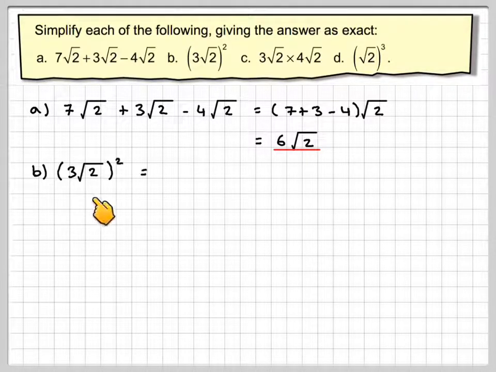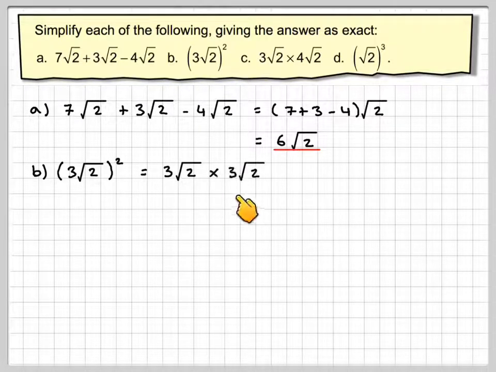For part B, we've got 3 root 2 squared, so that means 3 root 2 times 3 root 2, which means we have to do 3 times 3 times root 2 times root 2. Now 3 times 3 is 9.